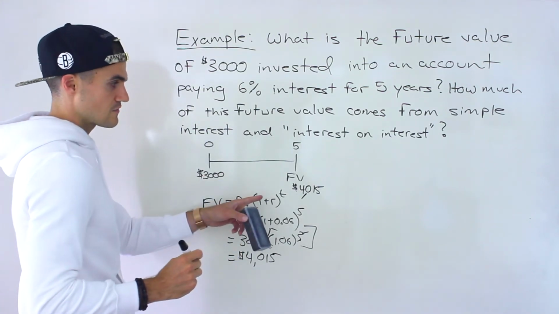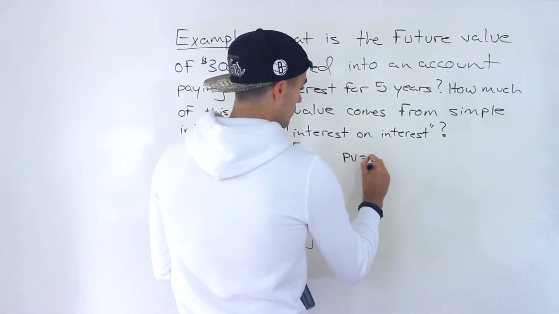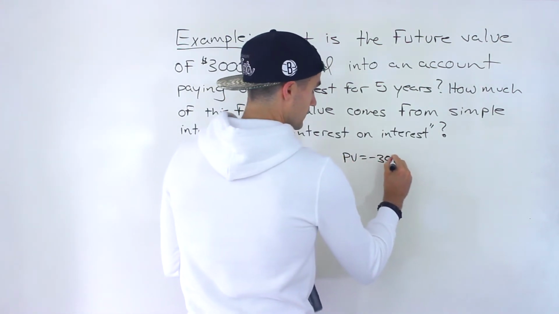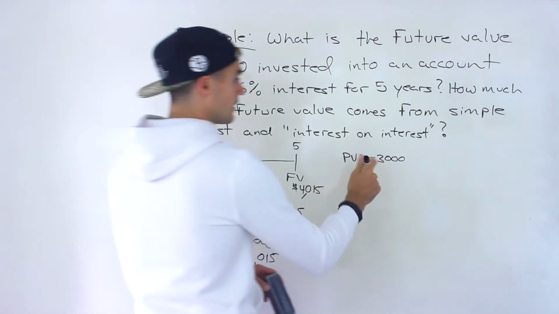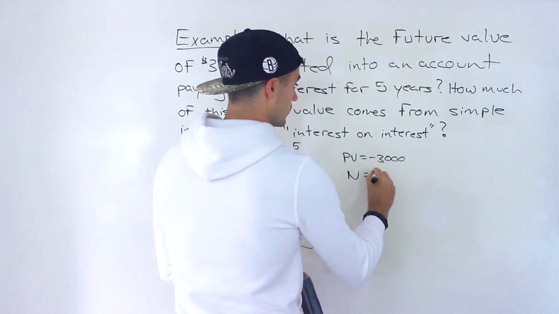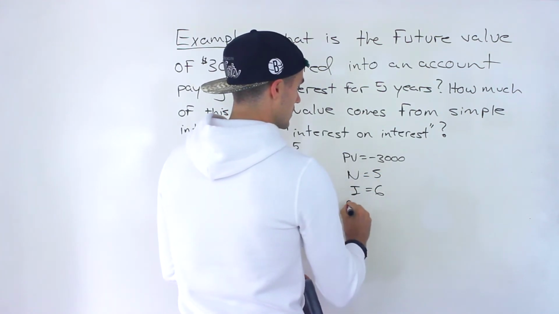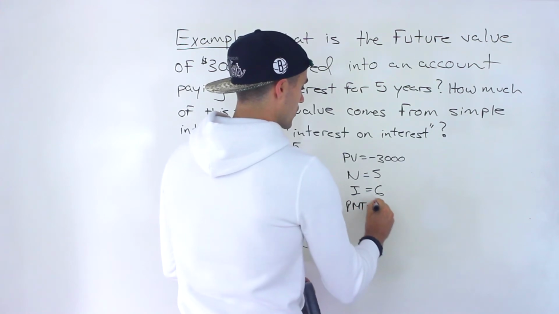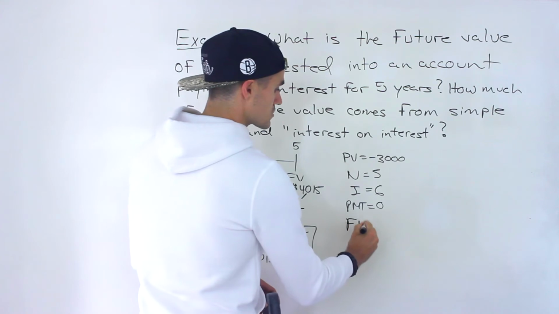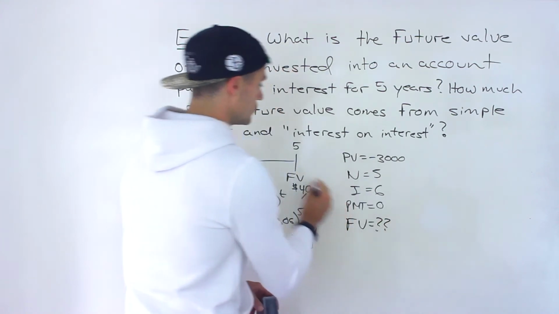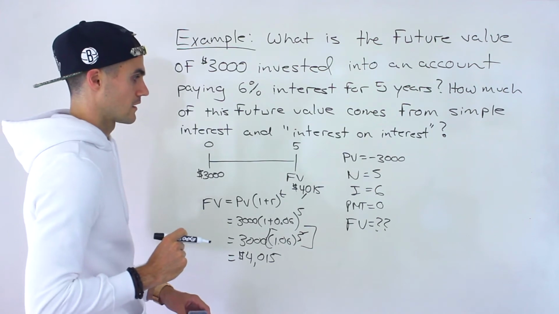Now you can also get this value with the financial calculator. So we would input PV negative 3,000, right? We're investing 3,000, so that would be a cash outflow, negative. N would be 5 for 5 years. The interest rate is 6. There are no cash flows in between, no payments in between, and so when you solve for that future value, you should get that same $4,015 amount.